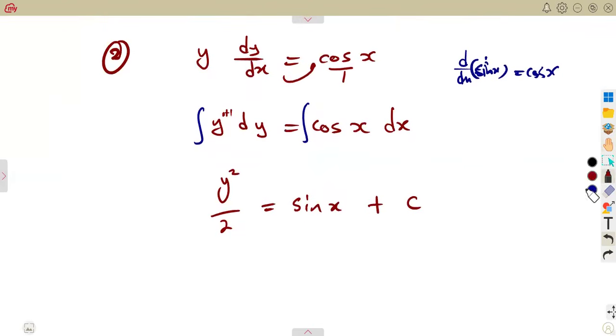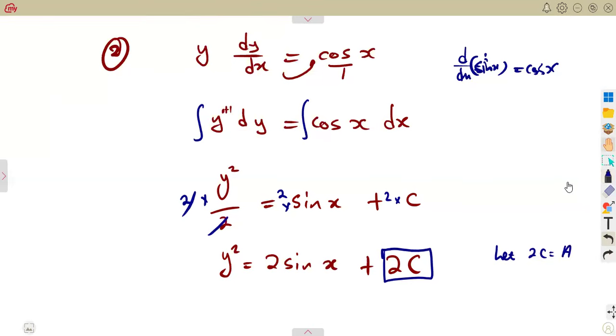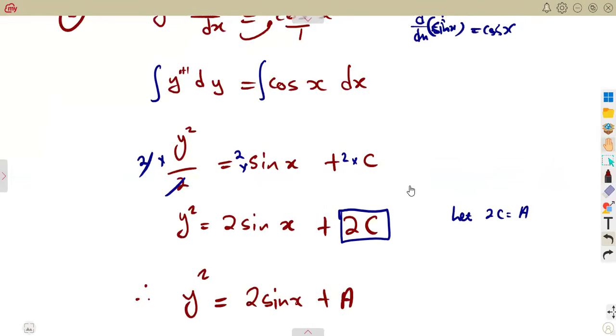With this, you can even avoid working with a fraction here: multiply by 2, multiply by 2, also multiply by 2. That means we are going to obtain y squared, which is equal to 2 sine of x plus 2c. And this can be written in terms of a single constant. Let 2c be equal to a. If this is equal to a, therefore, we can have our equation as y squared is equal to 2 sine x plus a. Just like that, we have got our general solution.